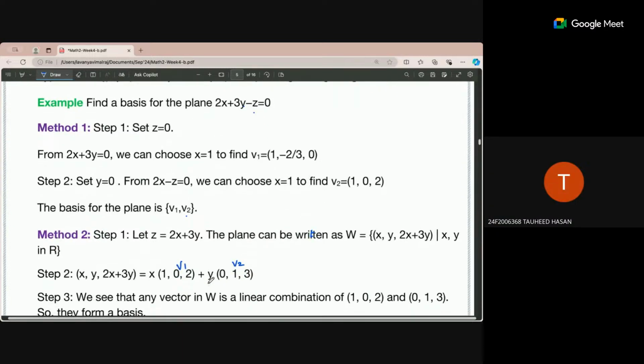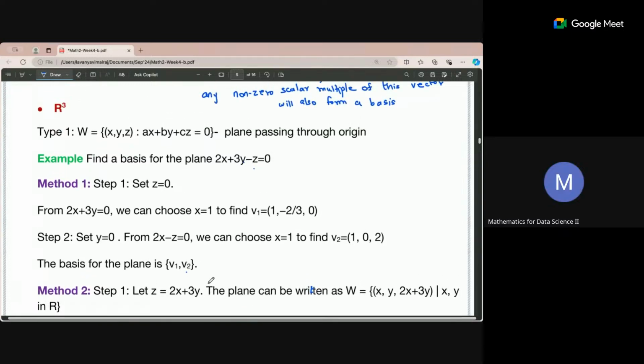Ma'am, do we always have to take z, or can we take x or y also? Any variable you can take. That's what I'm saying. Here the scenario is that the coefficient of z is easy, that is why I'm choosing it this way. Otherwise, you can choose any other variable also.